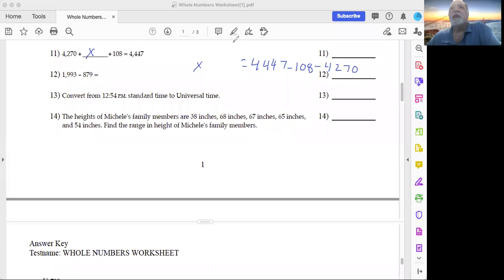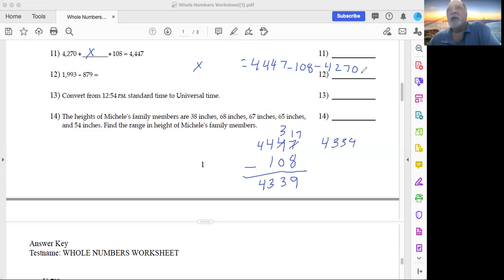All right, so 4,447 minus 108. What do we get? Well, 7 minus 8, you can't do that, but 17 minus 8, that's okay. That makes this a 3, right? So 17 minus 8 is going to be 9. 9 and 8 is 17. And 3 minus 0 is 3. And 4 minus 1 is 3. And 4 minus nothing is 4. So 4339.